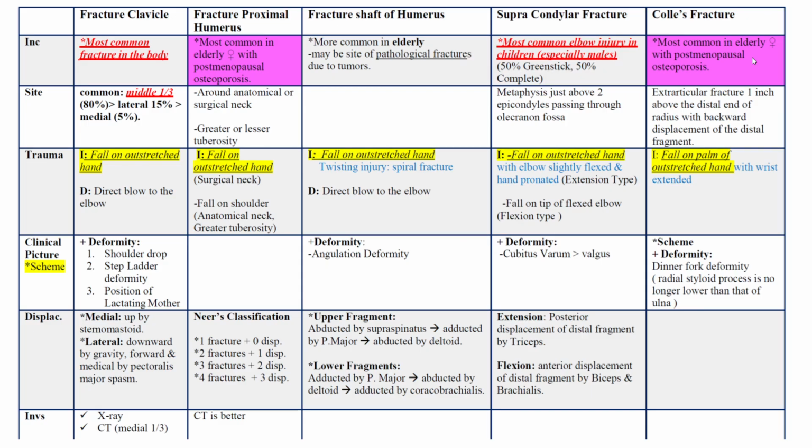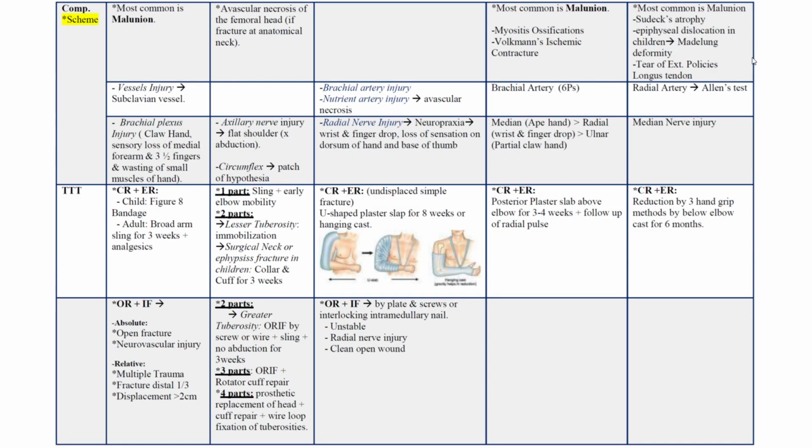All of the upper limb fractures are summarized in this table. Of course, the information is a little bit summarized. However, we will go through the most required information for undergraduate examinations. First of all, let's start with clavicle fracture.